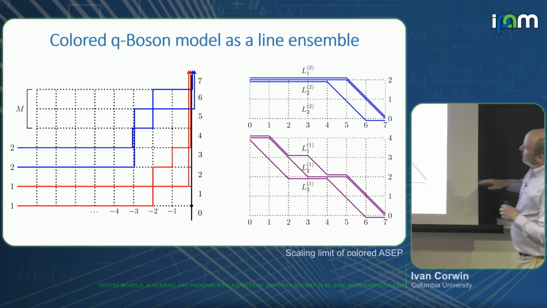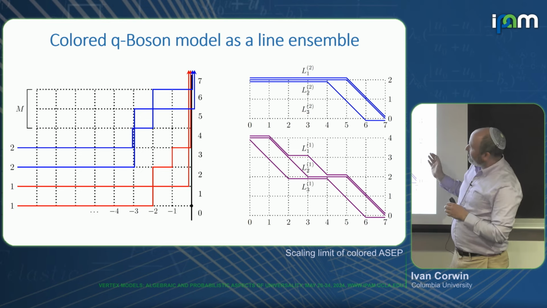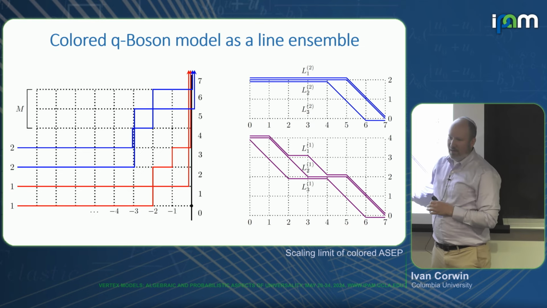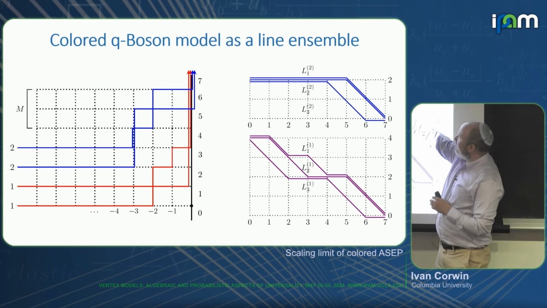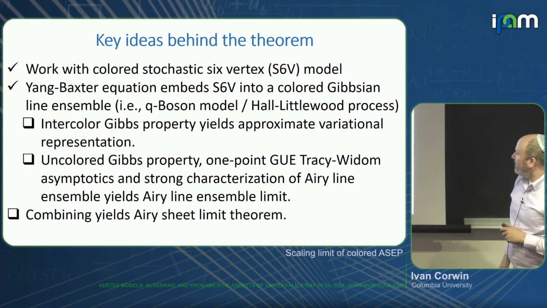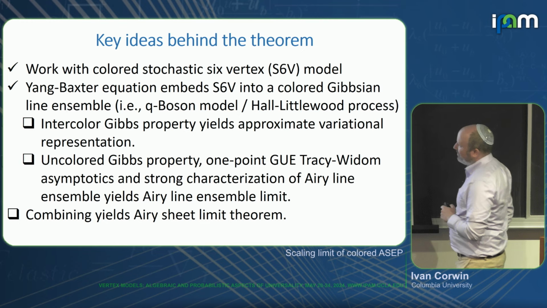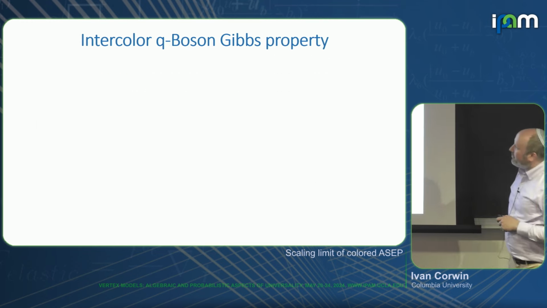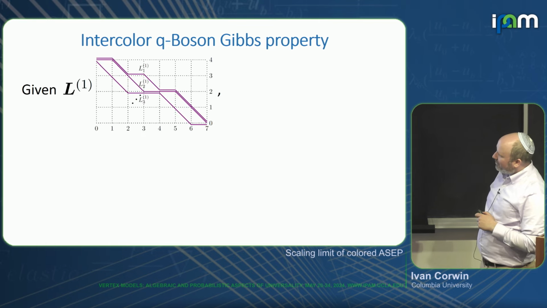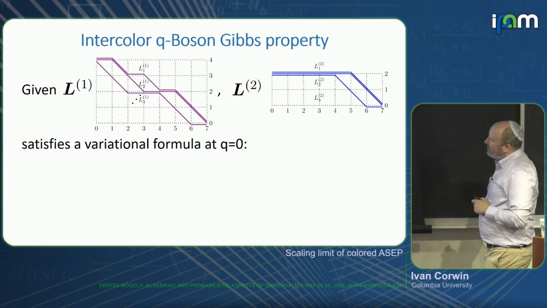So you see already here, I have a more complicated setup than in RSK. In RSK, I had a single line ensemble, and everything was encoded in terms of that. Here, for every color, I have a different line ensemble. But all is not lost. So there is a special property, which is called the intercolor Q-boson-Gibbs property. And I want to describe what that is.